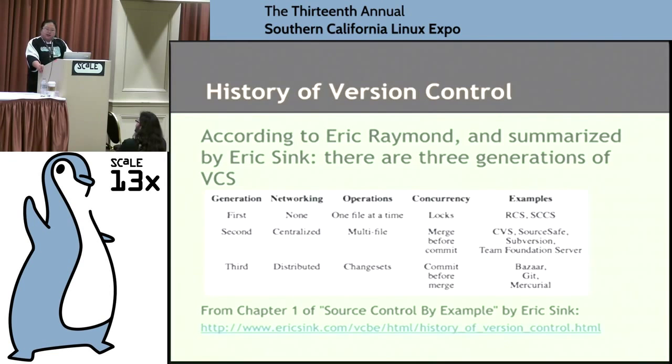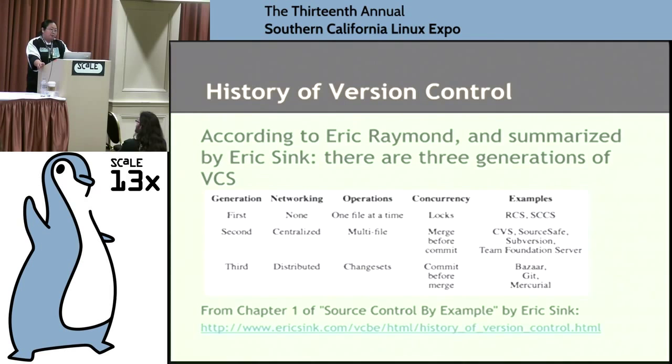So this is a little history of version control according to Eric Raymond and Eric Sink. We have 3 generations of version control systems, and it kind of makes sense. You start out not having any networks, and you're dealing with one file at a time. And the way that you have multiple people working on it is that someone gets a lock on the file, they get to make the modification, and then when they're ready to let go, someone else gets to make the modification.